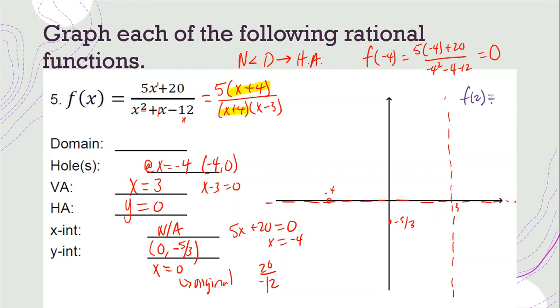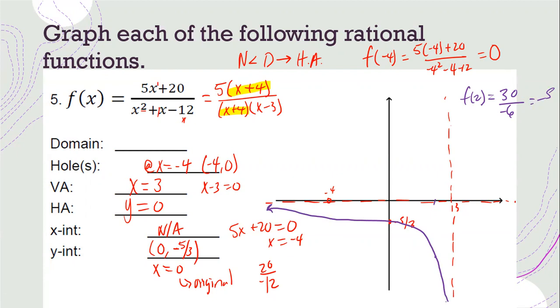F of 2. When I plug 2 into the numerator, what's 5 times 2? What's 10 plus 20? 30. And the denominator, what's 2 squared? What's 4 plus 2? What's 6 minus 12? Negative 6. So what is 30 divided by negative 6? Negative 5. So at 2, it is going down to negative 5. That tells me that my graph is doing this and leading up to my asymptote. That's what's happening on the left-hand side.